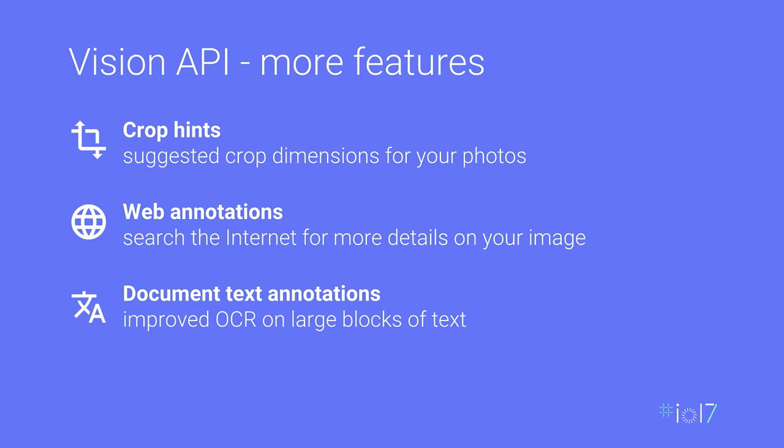So in addition to those 6 features that I just touched on, a couple of weeks ago, we added some new features to the Vision API, which I want to highlight on this slide. The first of these is crop hints. This will give you suggested crop dimensions for your photos. The second, which I'm most excited about, is web annotations, which lets you search the internet for more details on your image. And I'm going to dive into that in a little bit more detail on the next slide. And then finally, we have document text annotations, which improves the OCR model. So if you have images with lots of text, like a picture of a receipt or a business card or a resume, the model will do a much better job extracting all of that text from the image.